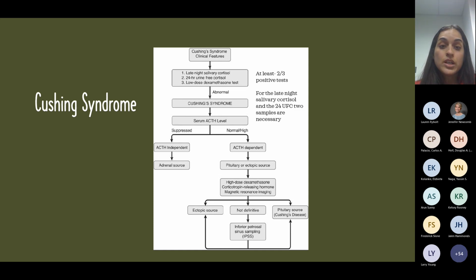We have the 24-hour urine collection for cortisol. We have the late night salivary cortisol and the 1 milligram dexamethasone test. If we are going to choose the urine collection or the late night salivary cortisol, then we need to do 2 samples. For the saliva or for the 24-hour urine collection, at least 2 samples. That's something that is important to know. If these tests are positive, then we are going to check an ACTH level. For patients that have Cushing syndrome, what we expect is to see a low ACTH, and that is telling us that the hypercortisolism is coming from the adrenal glands.